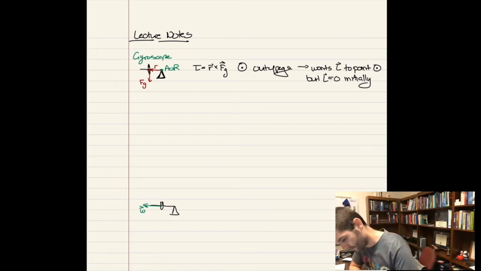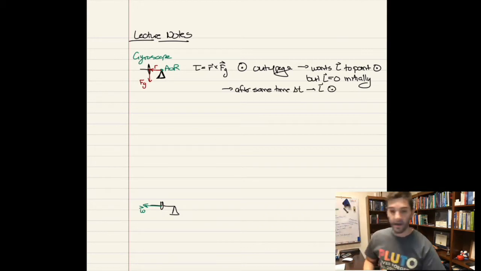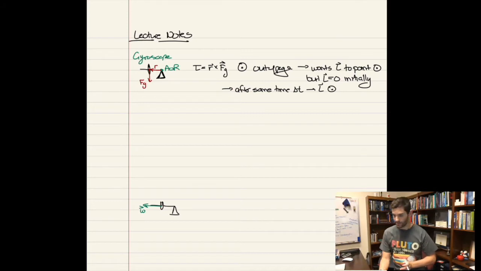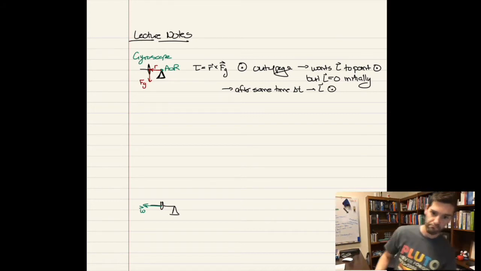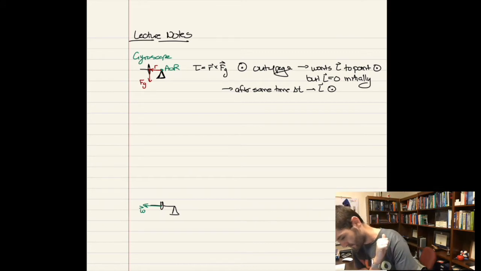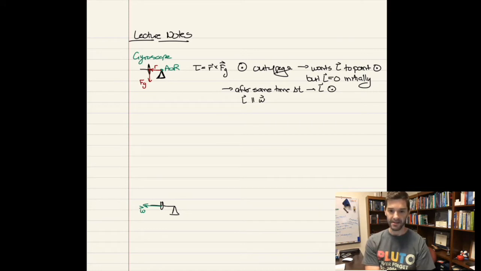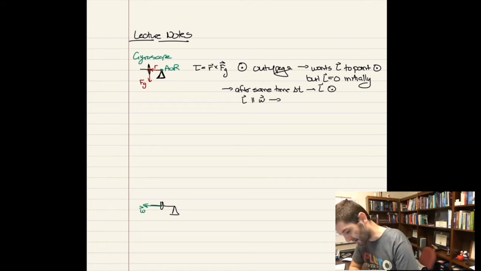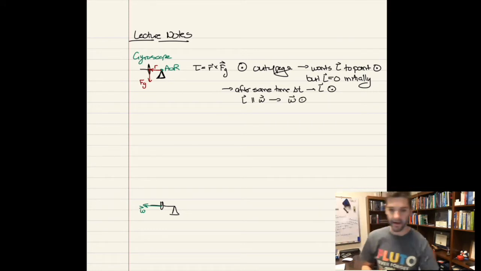Therefore, after some time delta t, L indeed pointed out of the page. And if L pointed out of the page, L is parallel to the angular velocity, which implies that the angular velocity points out of the page.